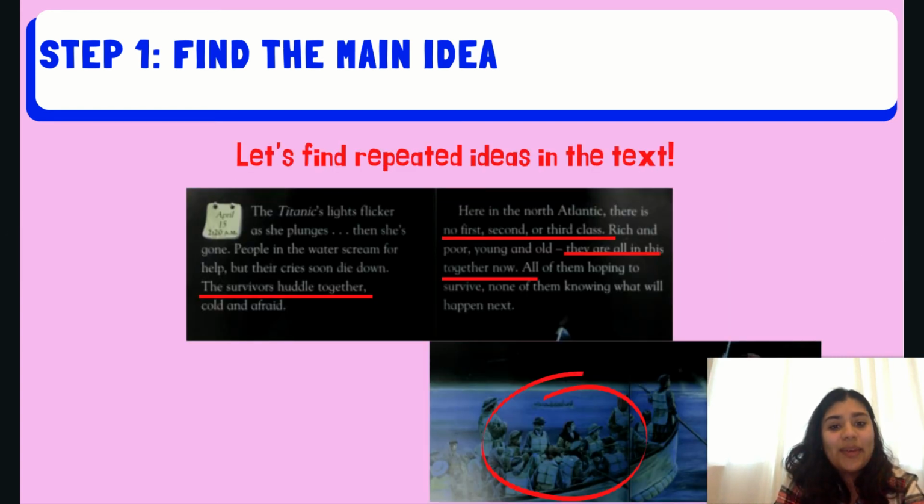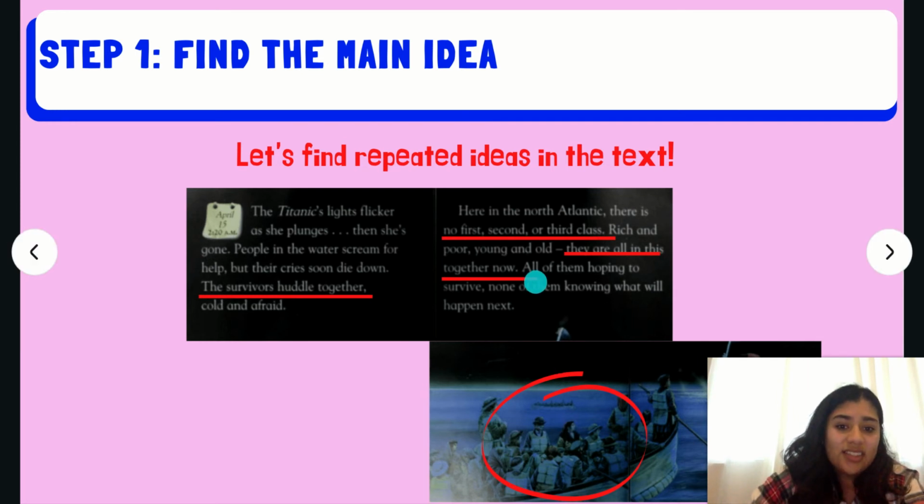Now that we found that we are learning about the Titanic, let's find some repeated ideas in the text, which I have already found. I see here words like the survivors huddled together. There is no first, second, or third class. Rich and poor, young and old, they are all in this together now. And if you take a look right here, they're all huddled together in this boat. Their faces look a little bit worried.